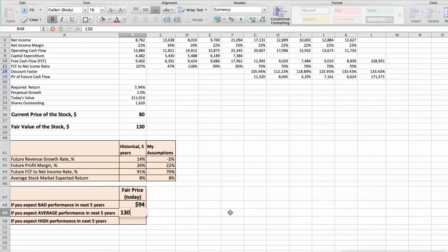Third scenario. Rio Tinto will have high performance in next 5 years, and we will use the following parameters in our calculation. Future revenue growth rate would be high, 0%. Future profit margin would be high, 24%. Future free cash flow to net income rate would be high, 80%. In this case, the fair value of the stock today would be $176.